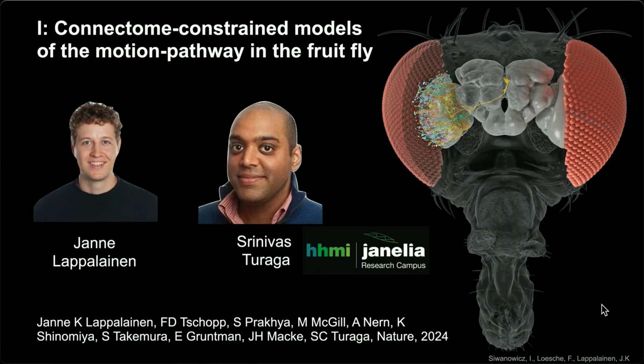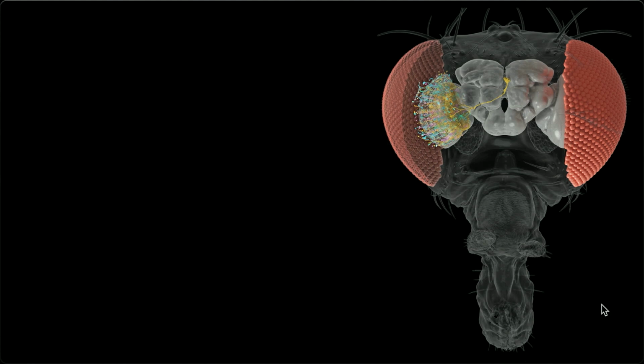Okay, so on to the first example. In this project, which was carried out by Janne Lappalainen, a graduate student in my group who is jointly supervised by Srini, as well as with Srini in his group, we asked the question of whether and how we can build neural network models that capture the computations of the motion pathway in the fruit fly.